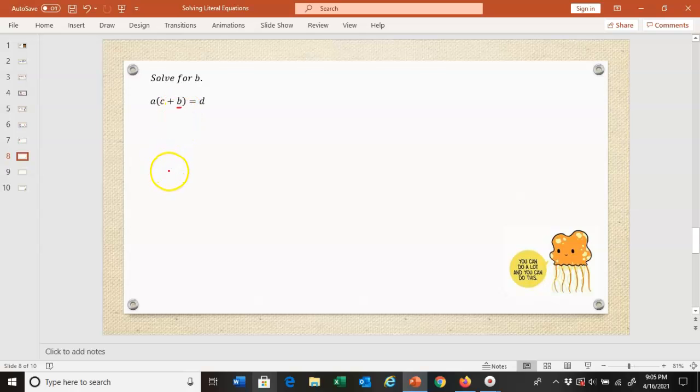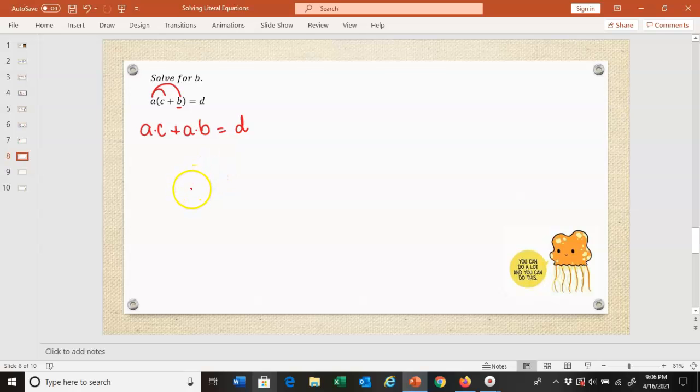For now, b is stuck. It is stuck connected to the c inside the parentheses. So whenever anything is stuck, we should work to get it unstuck. And the way to do that is to do what your gut is telling you to do. Whenever you see something in front of parentheses, we want to distribute it. It's just our natural feeling. A times C plus A times B equals D plus.